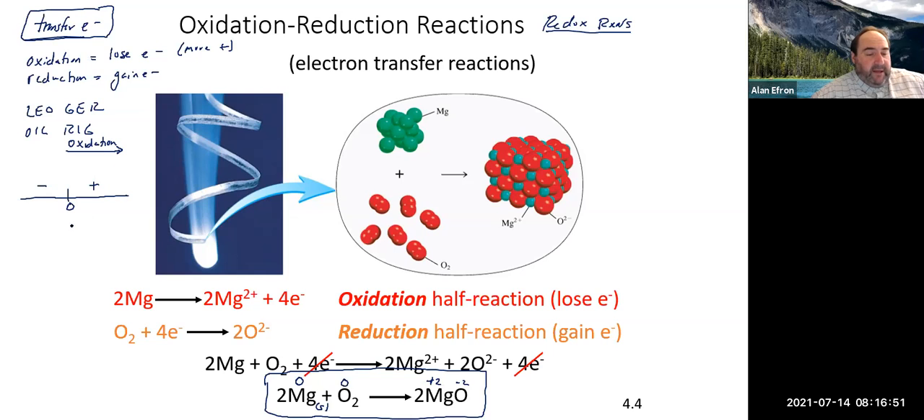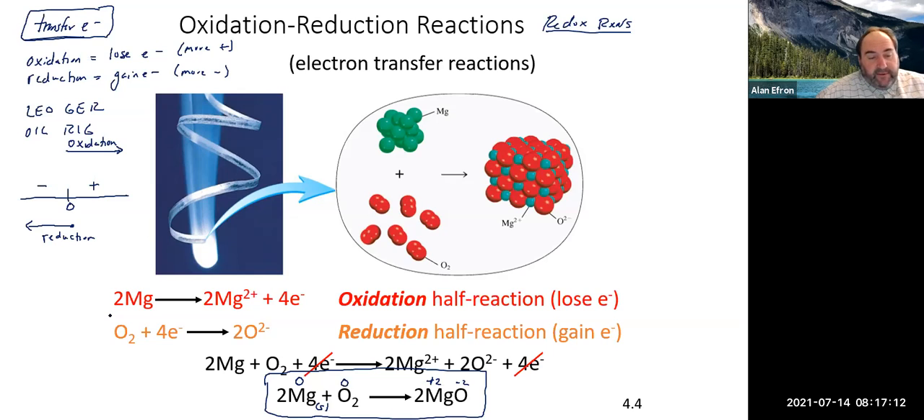If you're on the number line and you find yourself moving more towards a negative side, then that is a reduction that is occurring. Because in a reduction, somebody gains electrons, which means they have more electrons than protons, which means they become more negative.